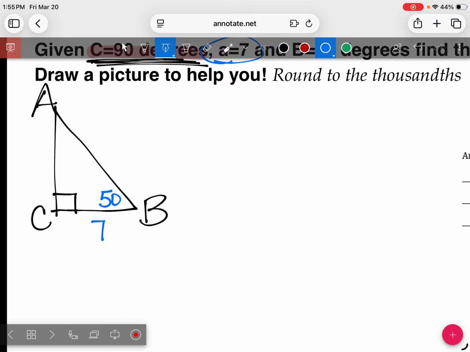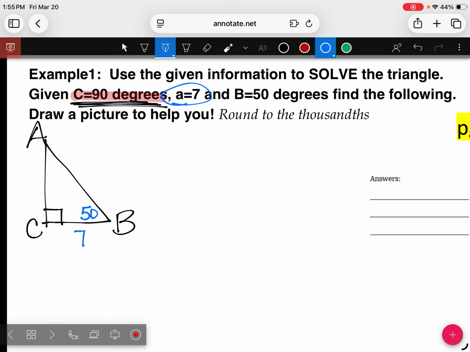All right, so what don't I know? I do not know the measure of angle A, so I have to find that. I also don't know little b, so I got to find that. And I got to find little c. So the easiest one to start with is big A.